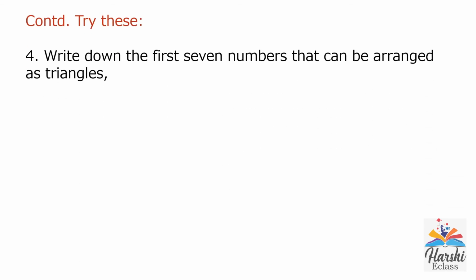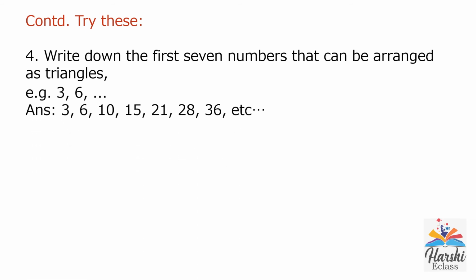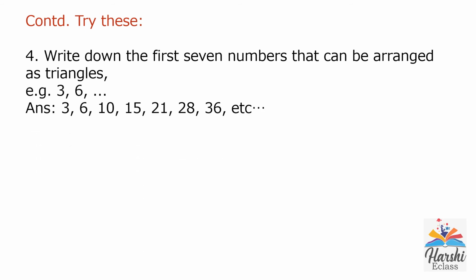Try these. In that question number 4, write down the first 7 numbers that can be arranged as triangles. Example 3, 6. After 3, 6, here this is a pattern. We are going to add plus 3. For finding it, every time we are going to add numbers in an order. Then plus 6, plus 7, plus 8, plus 9. If we add plus 9, 36 plus 9 is equals to 45. In this way, we can find the triangular numbers.